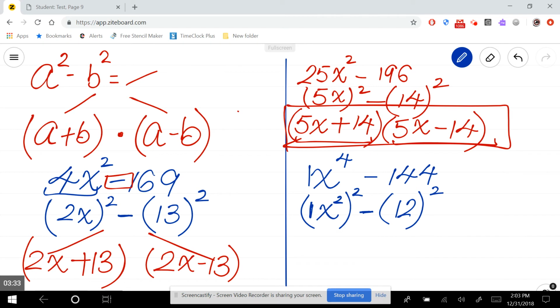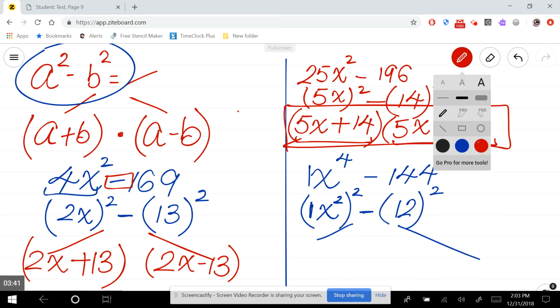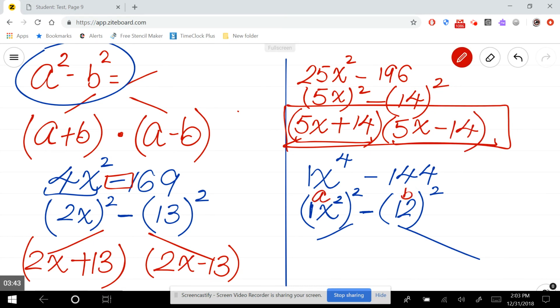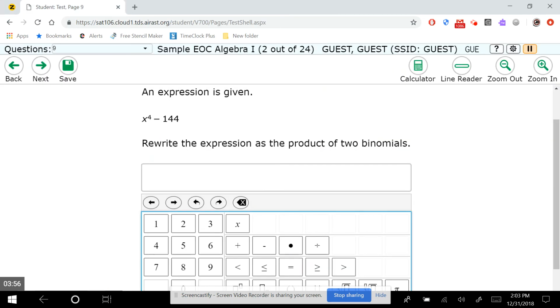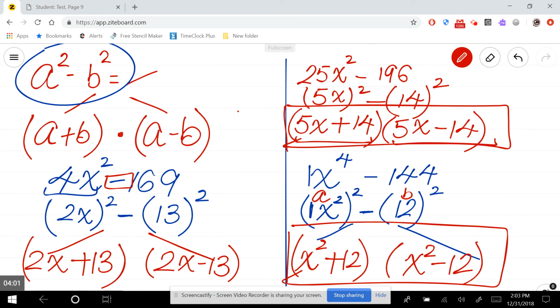Now it has been written down like this. That means I can break it down into two pieces, where x squared is a and 12 is b. A squared minus b squared gives x squared plus 12 and x squared minus 12. Our question said it has to be the product of two binomials. Are these binomials? Yes, they are, because they have two terms each. So that should be my answer.